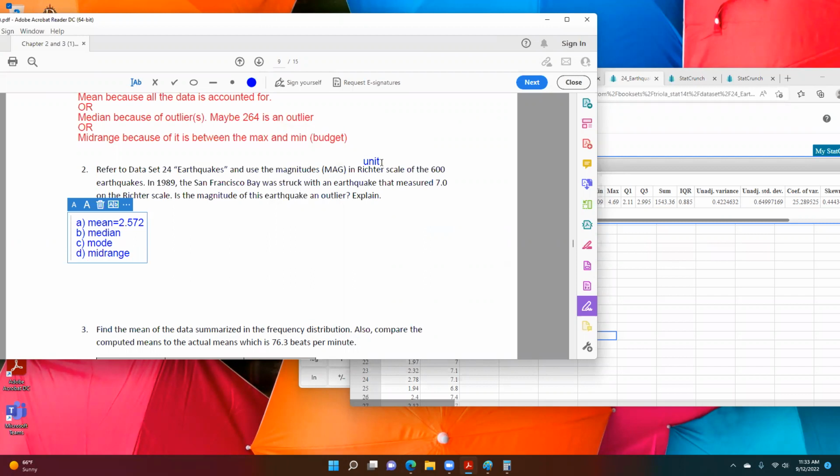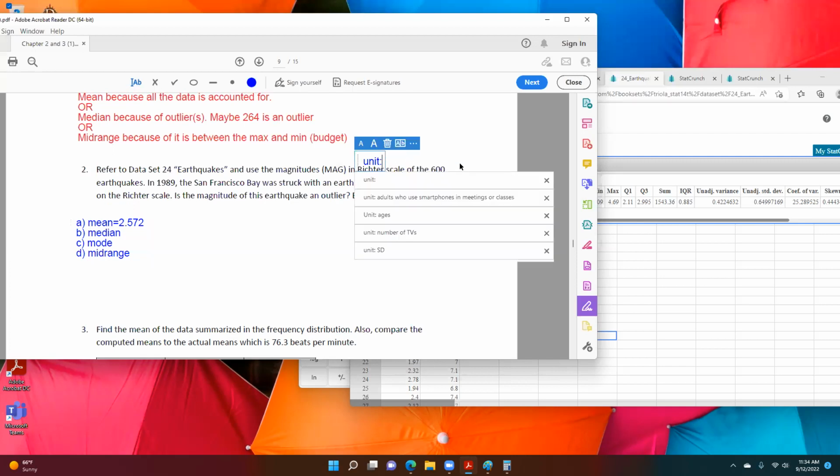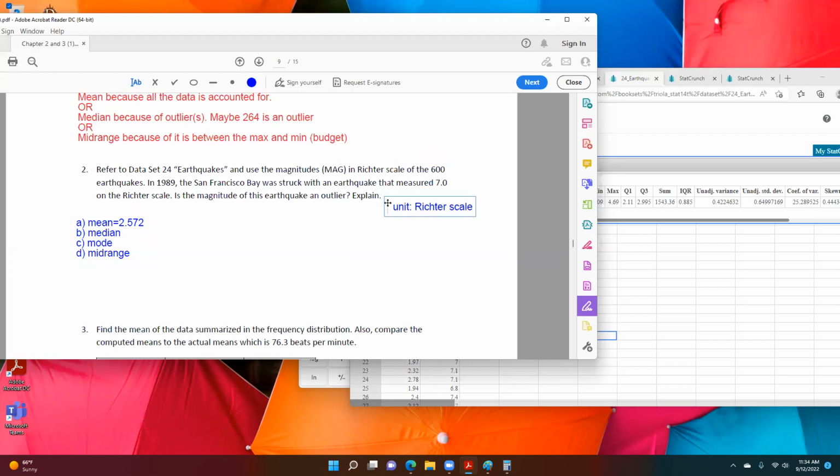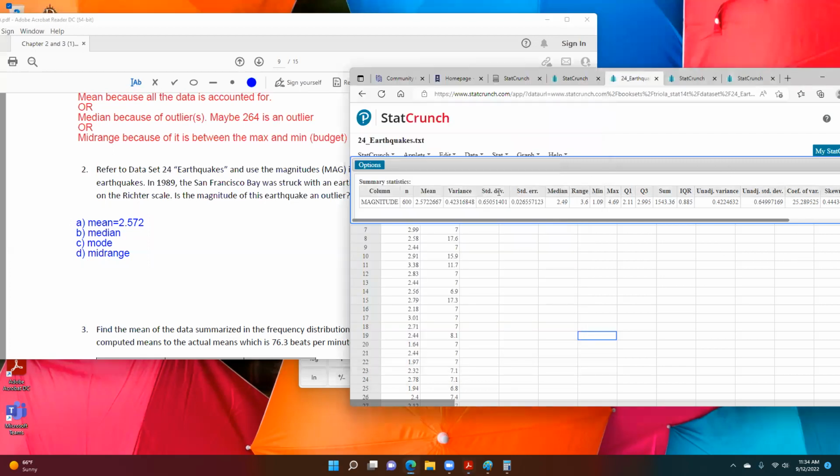And again, the units are Richter scale. You can write Richter scale, but if you're running out of time on a test, then you just put a unit like this and say the unit in this case is Richter scale. When you do this, you do not need to worry about taking any points off. So this is the mean in this case.